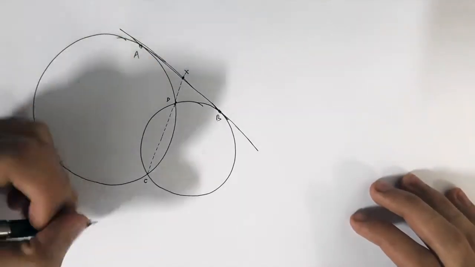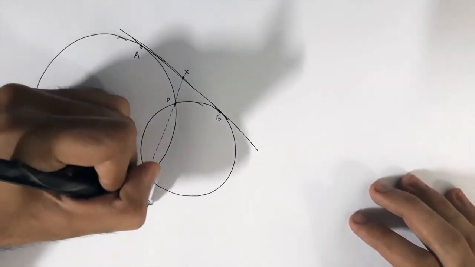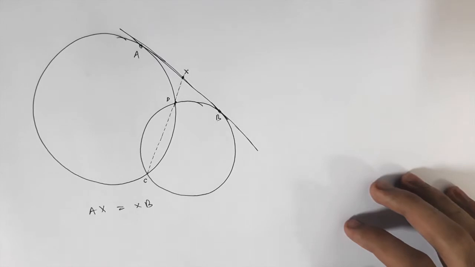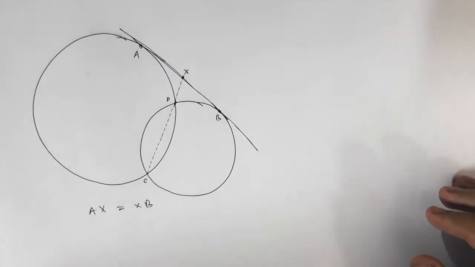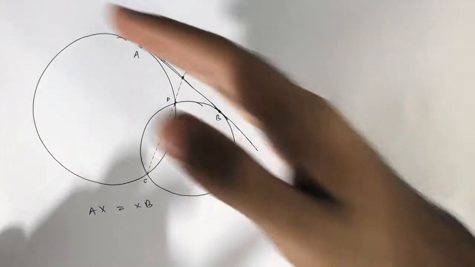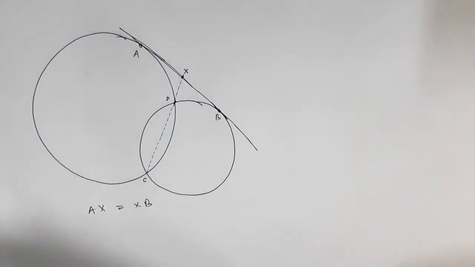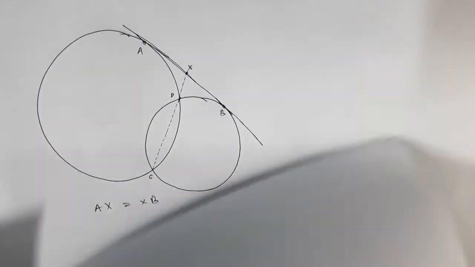I want you to prove that AX is equal to XB. Can we do that? Yes, we can, and we'll see how to do that today. And it's a pretty interesting result to think how the tangents and the common chords are related. Neat. Okay, so first let's learn some new stuff then today.